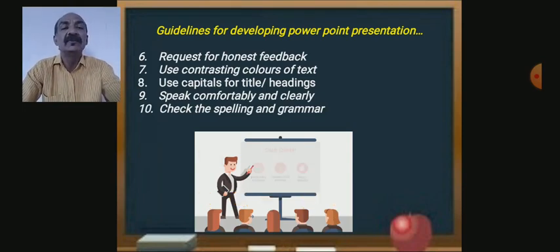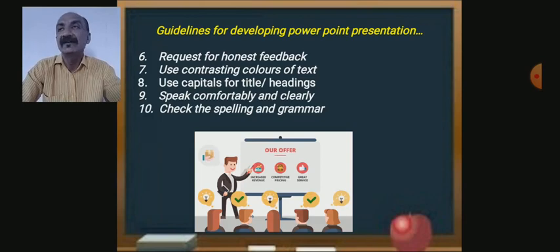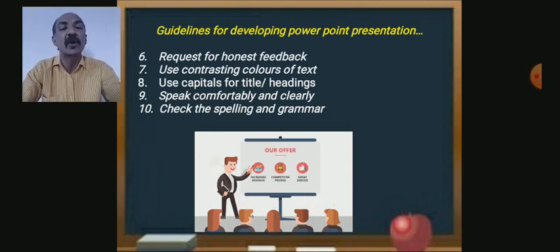Eighth point is that use capital letters for headings and titles. Sometimes you have to highlight something, and how can you highlight? You can use capital letters so that automatically it will be highlighted. Ninth point is that speak comfortably and clearly. Yes, you have to be comfortable and speak very clearly so that it can be understood by your audience.